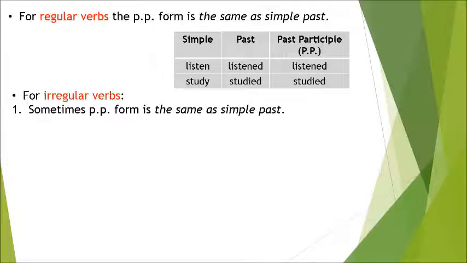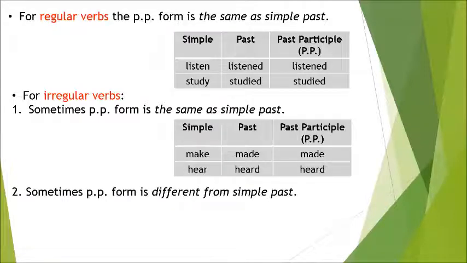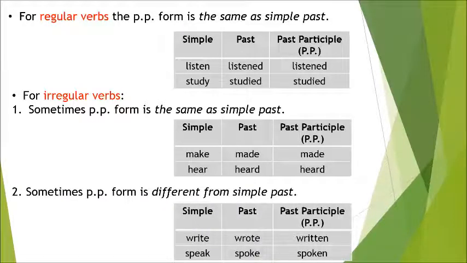For irregular verbs, sometimes PP form is the same as simple past. Look at the examples in this chart. Make, made, made. Hear, heard, heard. But sometimes PP form is different from simple past, like these verbs. Write, wrote, written. Speak, spoke, spoken.